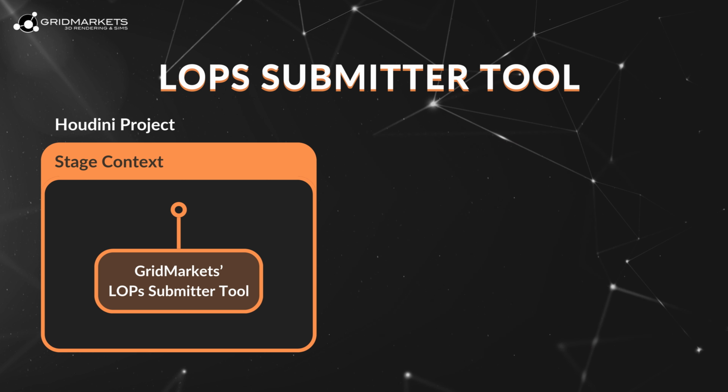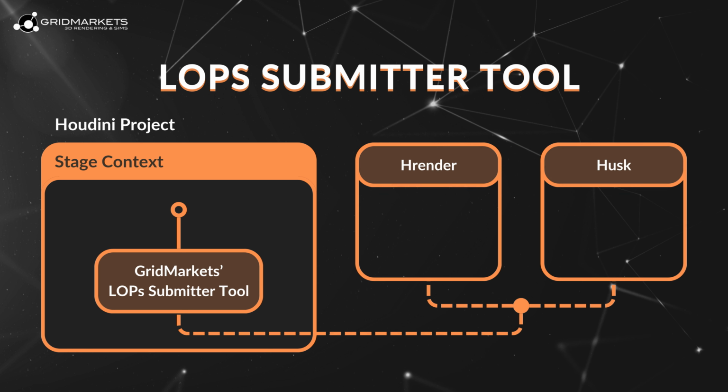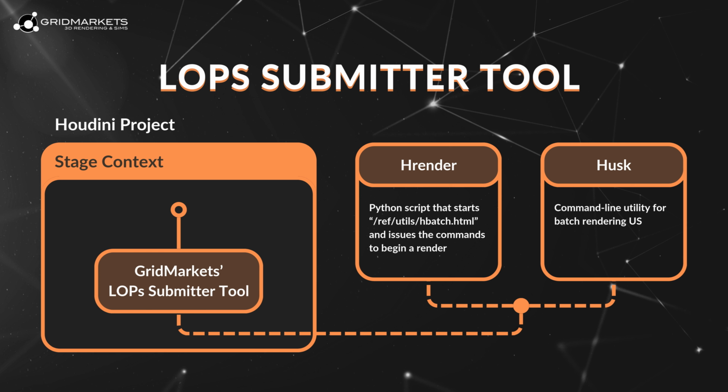It's important to mention that within the LOPs Submitter tool, it's possible to render using either Husk or Hrender. Both approaches have their pros and cons. Hrender is a very simple Python script that starts hbatch and issues the commands to begin a render. Husk is a command line utility for batch rendering USD files using a Hydra-compatible renderer like Karma or Arnold. By default, this is the one used with the LOPs Submitter tool, as it is more efficient in this context and enables faster rendering since it does not require Houdini to run.